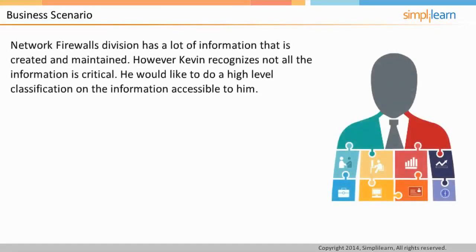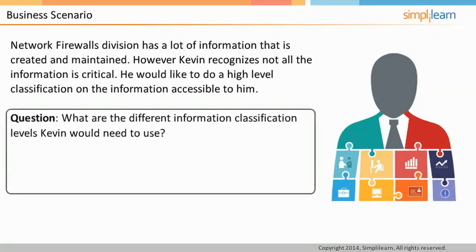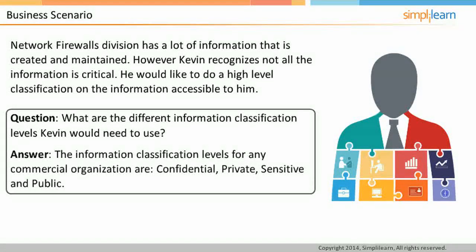Kevin has understood the importance of information, its criticality to a company, and importance of assigning a value to it. Network Firewalls Division has a lot of information that is created and maintained. However, Kevin recognizes not all the information is critical. He would like to do a high-level classification on the information accessible to him. What are the different information classification levels Kevin would need to use? The information classification levels for any commercial organization are confidential, private, sensitive, and public.